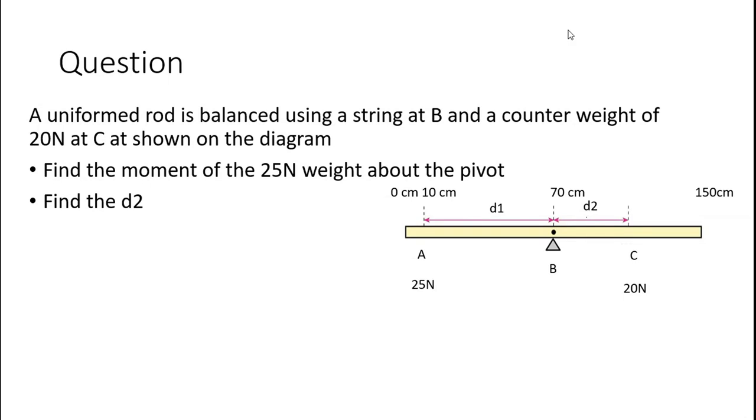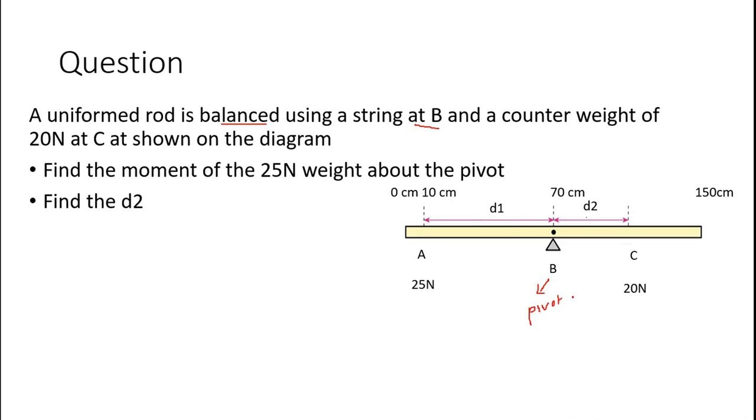This is question number 1. A uniform rod is balanced using a string at B and a counterweight of 20 Newton at C. Balanced at B, so what is B? The first step, we should identify which one is the pivot. Because it balances at B, we can conclude that B is the pivot.